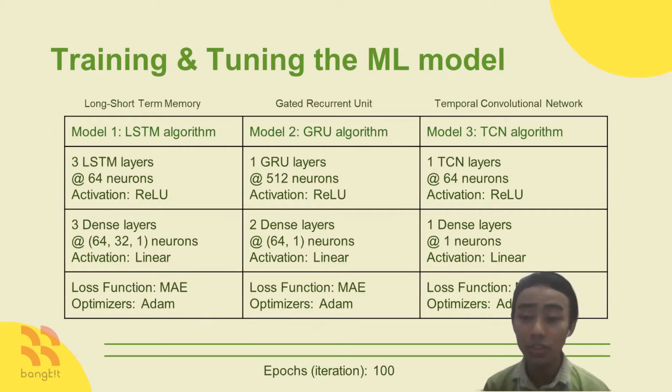The next step is training and tuning the ML model. We are using 3 models here. The first one is long short-term memory, or LSTM. The second one is gated recurrent unit, or GRU. And the third one is a new algorithm, which is temporal convolutional network, or TCN. And we set the epochs, or the iterations, to 100.